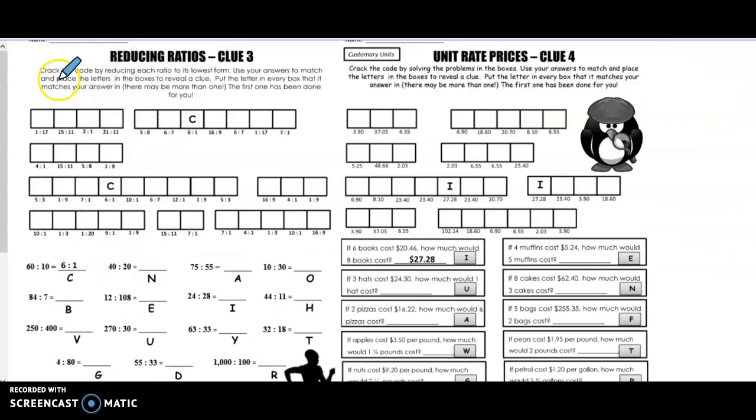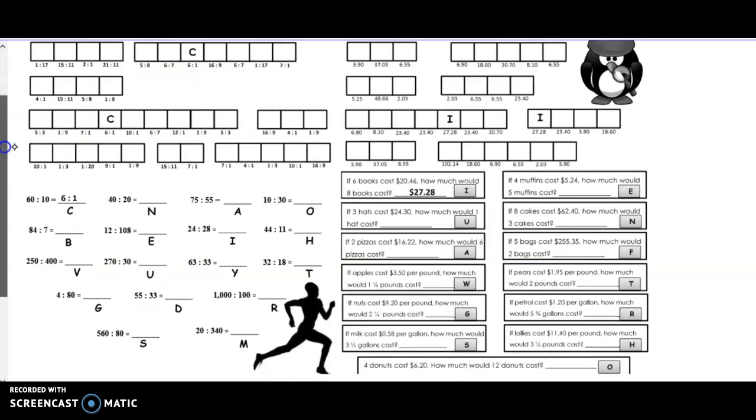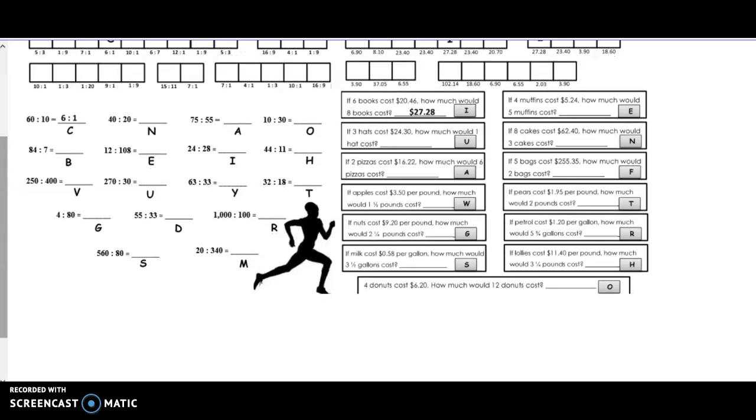Now, clue 3, it says crack the code by reducing each ratio to its lowest form. In other words, guys, you're simplifying. Now, remember, ratios are just like fractions. All right, so let's look at number 1, 60 to 10. Well, 60 to 10 is the same thing as 60 over 10. And all I want to do is simplify it. Well, how do you simplify it? Put it in a sled.